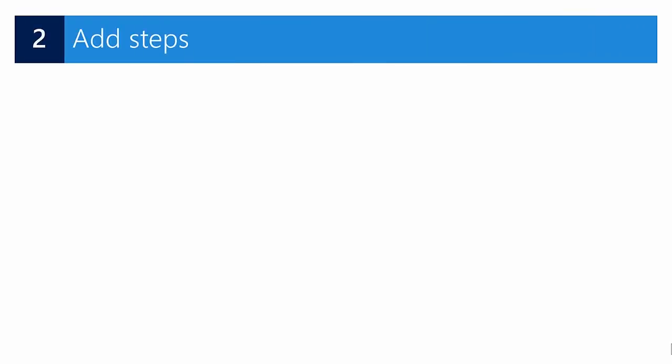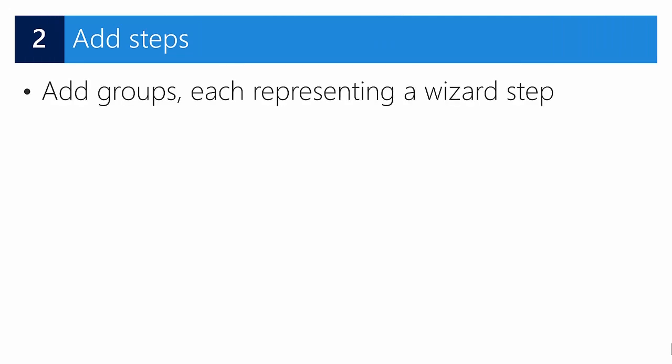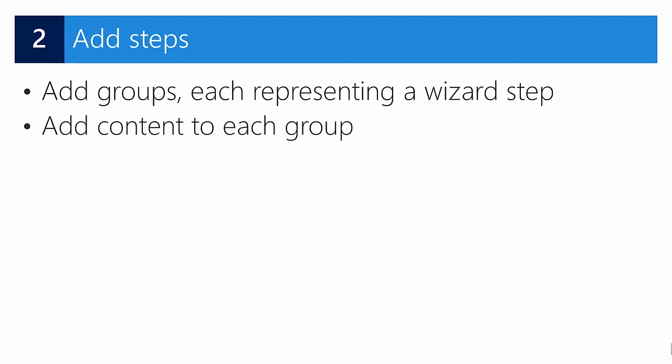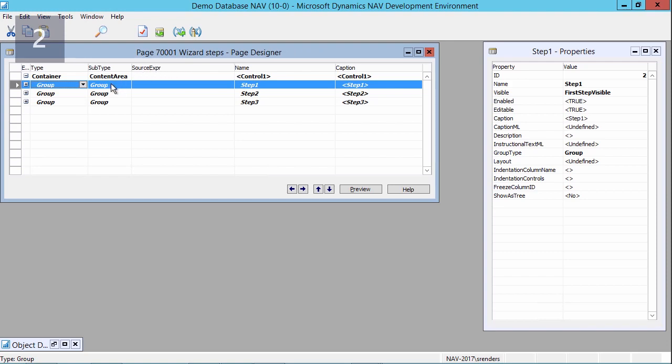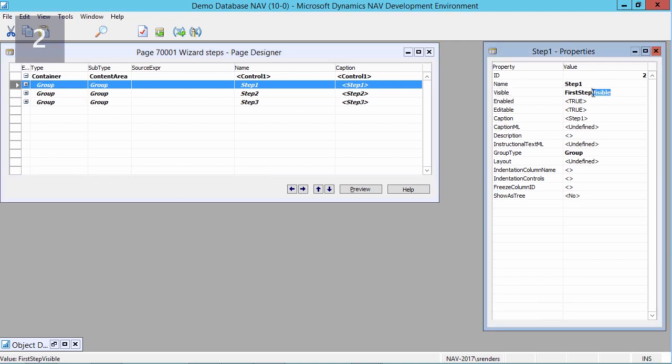Now we need to define the individual steps in the wizard. Each step is represented by a group in the page designer window. We'll then add also some content to these groups. In our page, I will start by adding 3 groups on the same level. The first group is named Step 1, and then Step 2 and Step 3. What you notice is that in the visible property, I will use an expression, a boolean, to determine when each step needs to be visible.